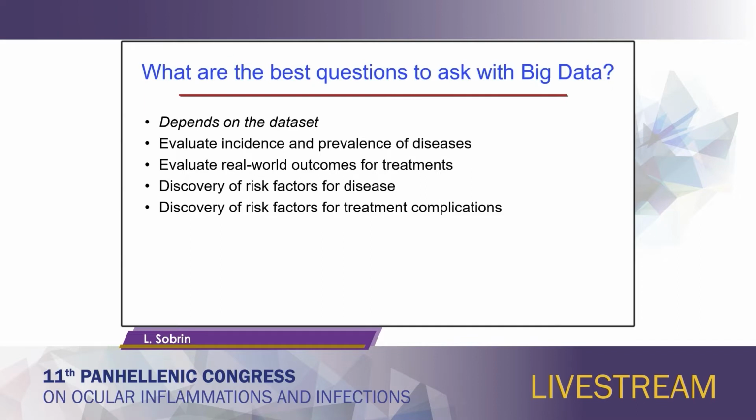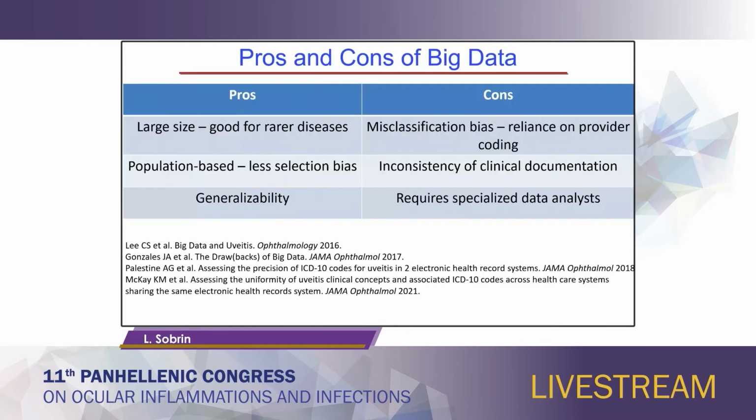In general, though, in medicine and ophthalmology, the questions that have been asked of big data are evaluation of the incidence and prevalence of diseases, and evaluation of real-world outcomes from treatments. There's been a lot of discovery of risk factors for disease and also some discovery of risk factors for treatment complications. And I'll talk about what we've learned in each of these areas in uveitis.